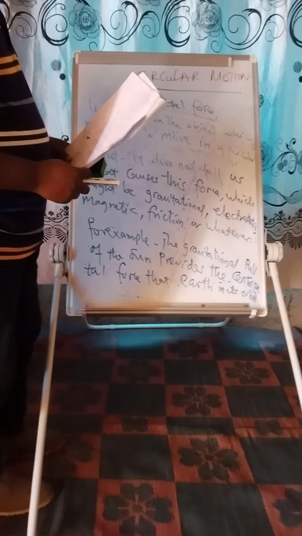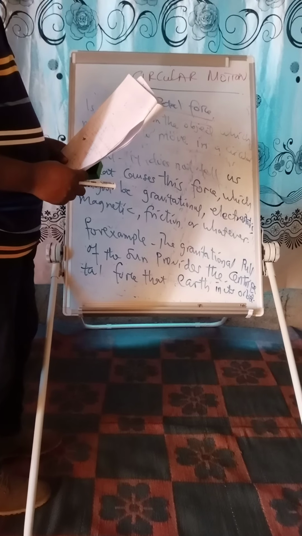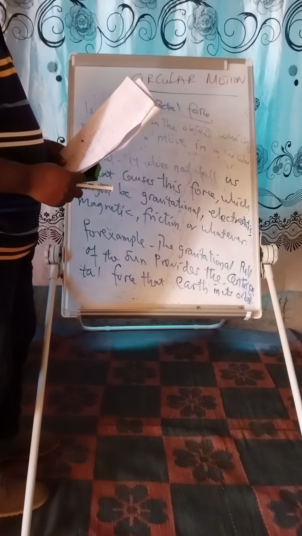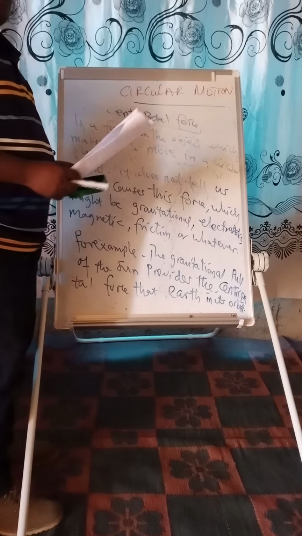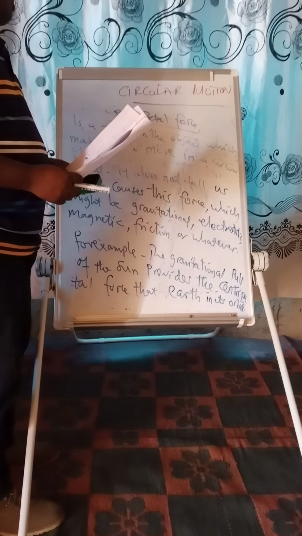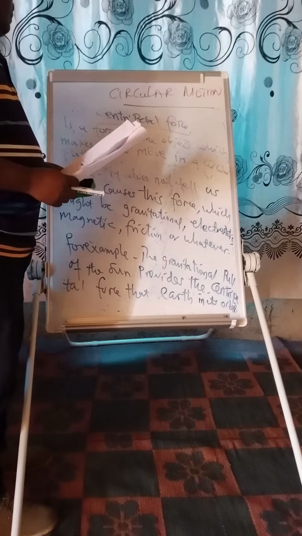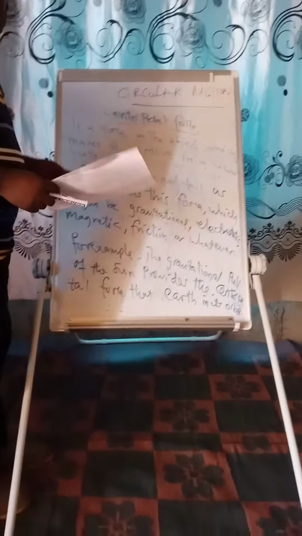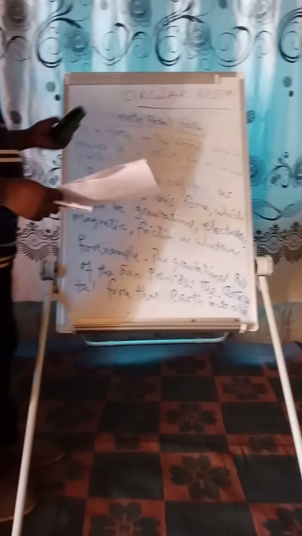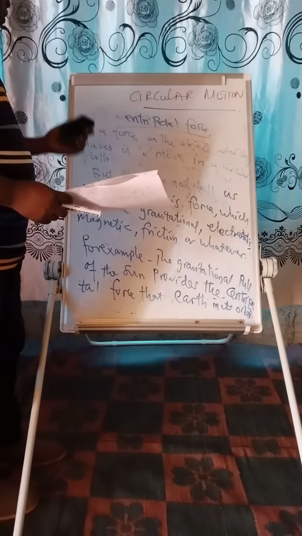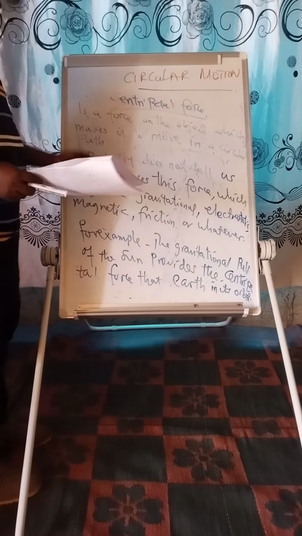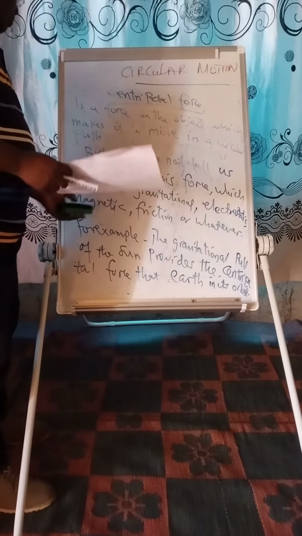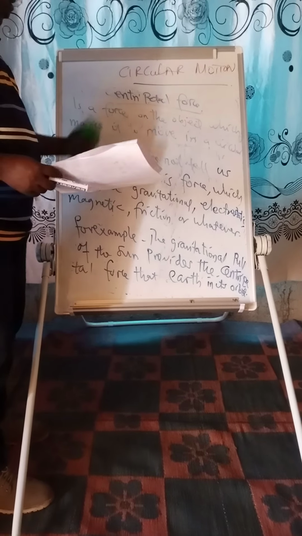Circular motion. So today we will continue with centripetal force. This is a force which makes an object move in a circular path. So we say that it's a force on the object which makes it move in a circular path. But this force does not tell us what causes this to happen, which might be gravitational, electrostatic, magnetic, friction, or whatever.